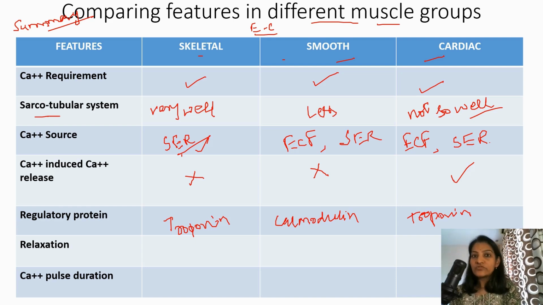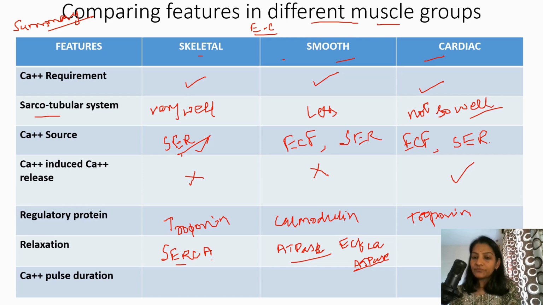Relaxation. During relaxation, how the calcium is taken back. In case of skeletal muscle, there is the SERCA pump, sarcoplasmic reticulum calcium ATPase pump, where the calcium is taken back into the terminal cisternae of the sarcoplasmic reticulum. In smooth muscle, the calcium is moved into the sarcoplasmic reticulum through the ATPase pump, and in the same way it will move into the ECF with the help of calcium ATPase pump.